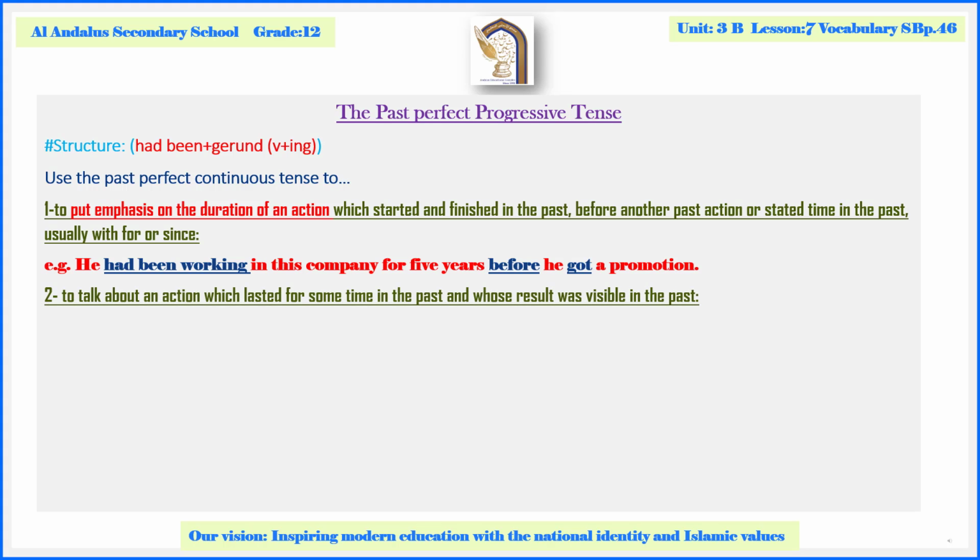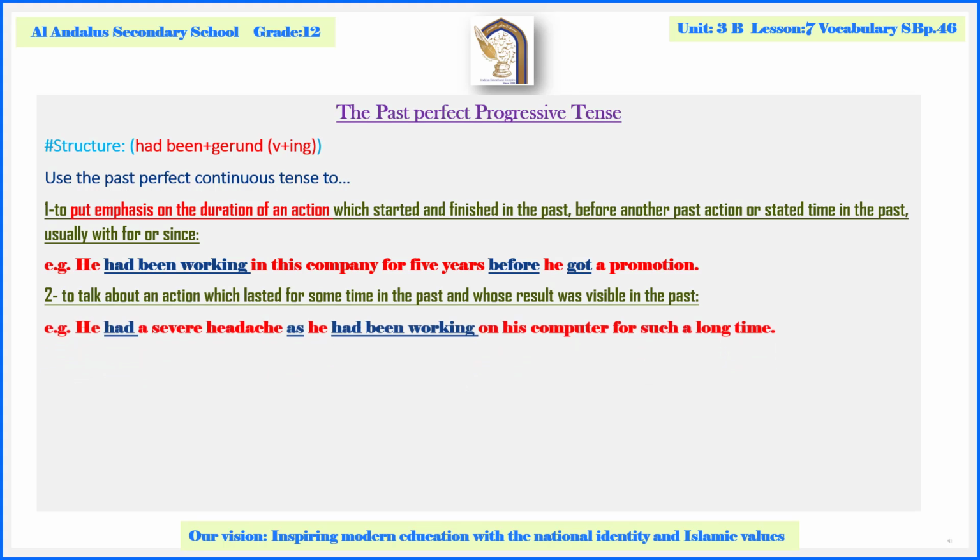The second use of the past perfect progressive is to talk about an action which lasted for some time in the past and whose result was visible in the past. Again, we are trying to put emphasis on the duration of the event. Let's see that example. He had a severe headache as he had been working on his computer for such a long time. In this example, we are talking about a past event which lasted for some time.